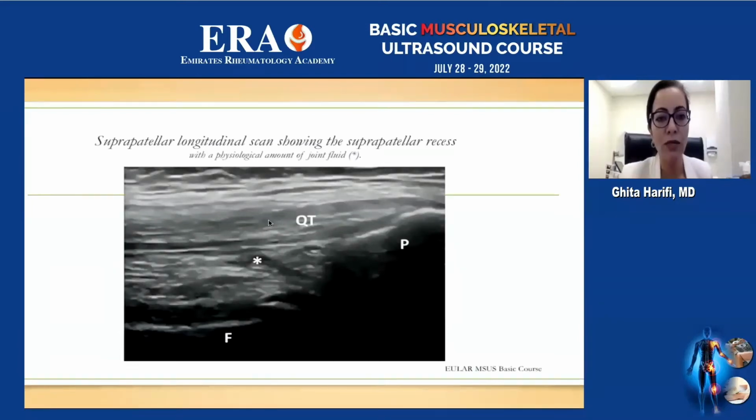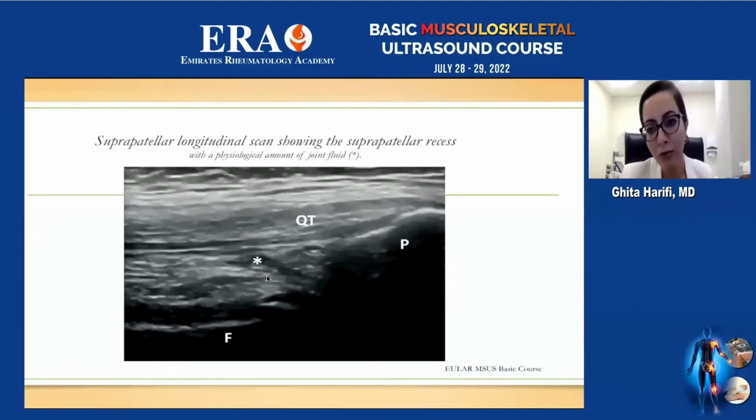Now, this is the image that you get in a longitudinal view of the quadriceps tendon. So this is the quadriceps tendon. You can see here the quadriceps fat pad. This is the prefemoral fat pad, and you can appreciate here a very tiny hypoechoic material, showing a physiological amount of joint fluid. This is obviously acceptable in a normal joint, to see a bit of fluid at this level.